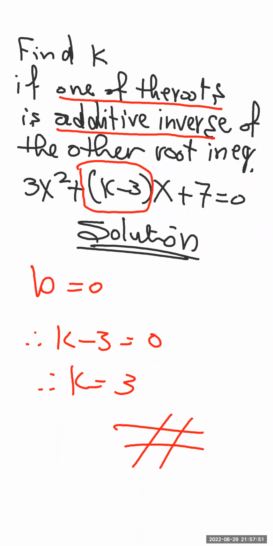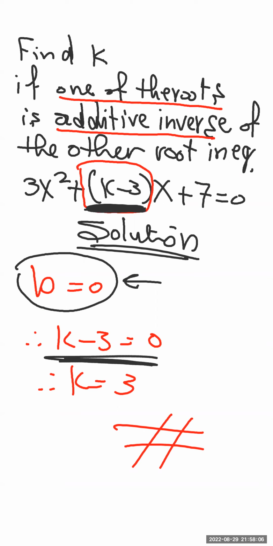So, because one of the roots is the additive inverse of the other, therefore b will equal 0. Check this b in the equation, this one, k minus 3. So k minus 3 equals 0, shift the negative 3, so it will be 3, so k equals 3. That's it. One more question on the multiplicative inverse, guys, okay?